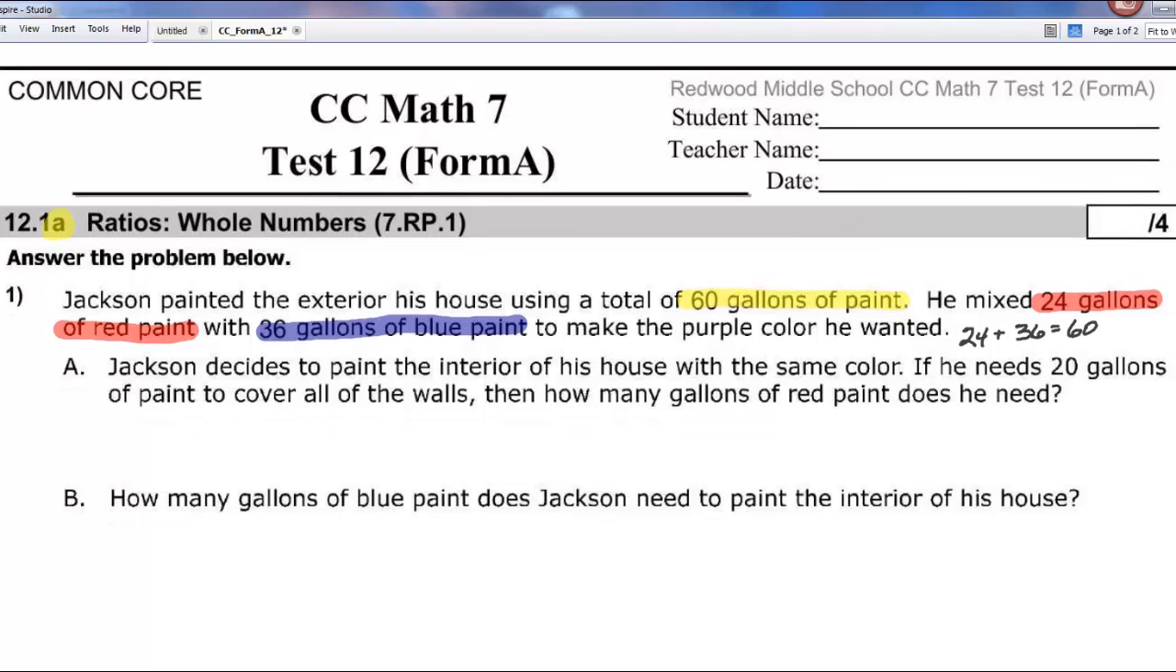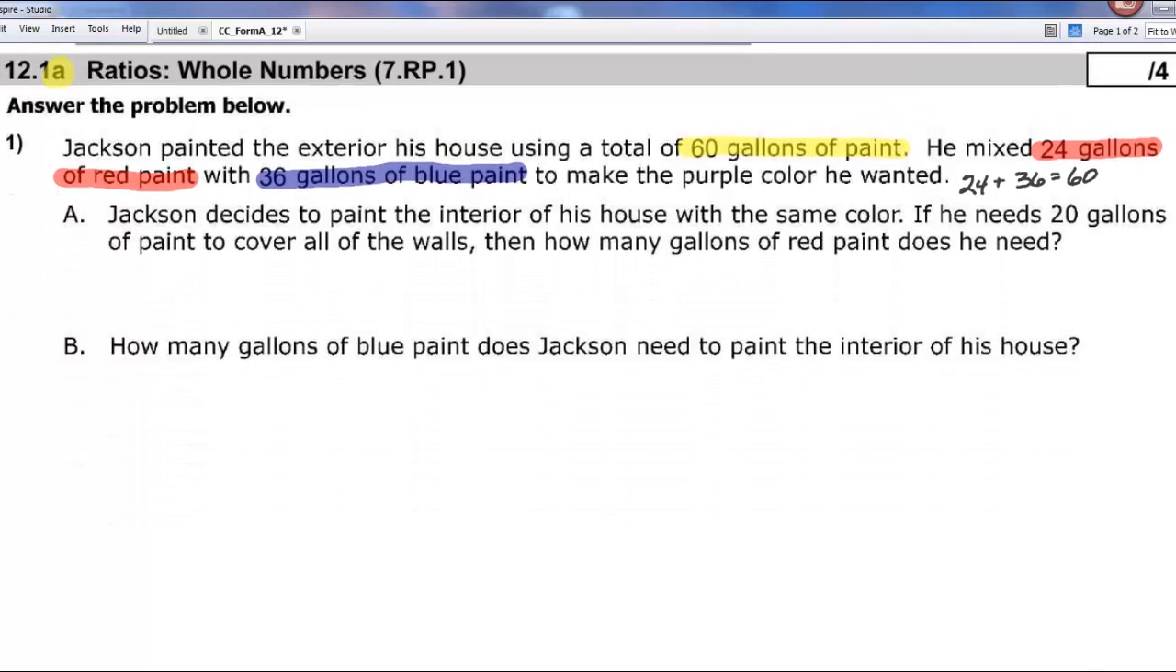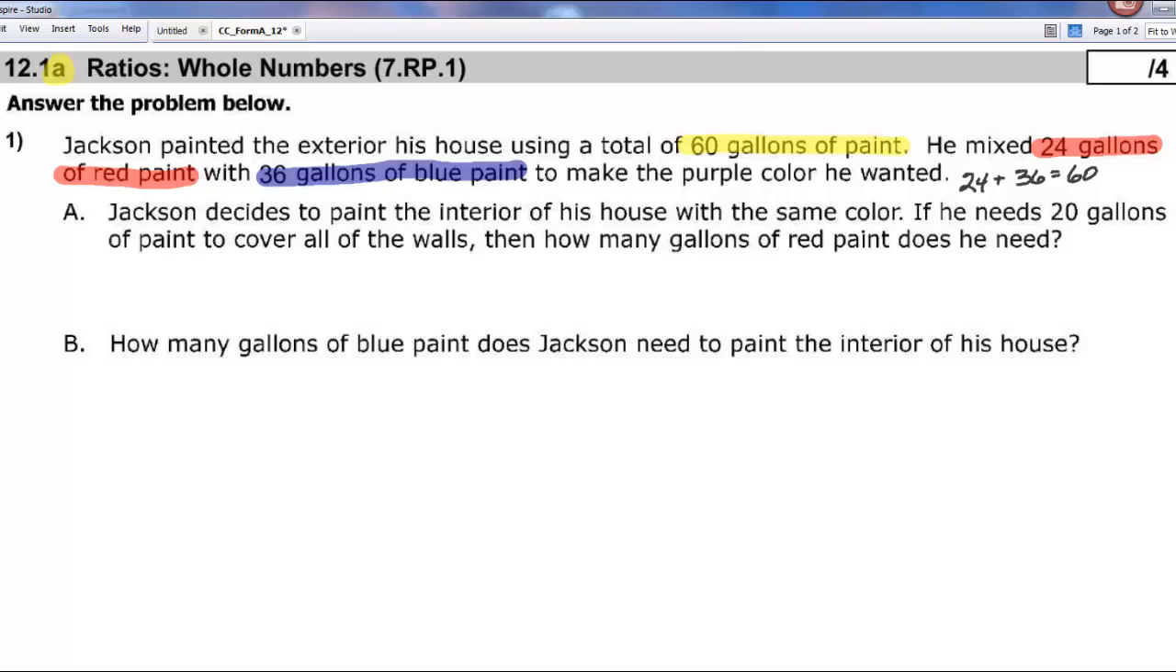So if we move this down now, so we've got some room to work. There we go. Okay, first thing we want to do is take a look at what they're asking us to solve. So Jackson decides to paint the interior of his house with the same color. Man, he's going to make more purple. This is like the Barney house in his neighborhood. Okay, so he needs 20 gallons of paint to cover all the walls. How much red does he need?